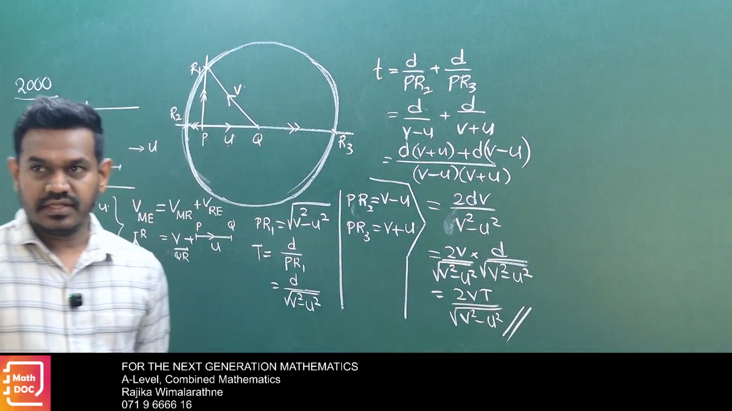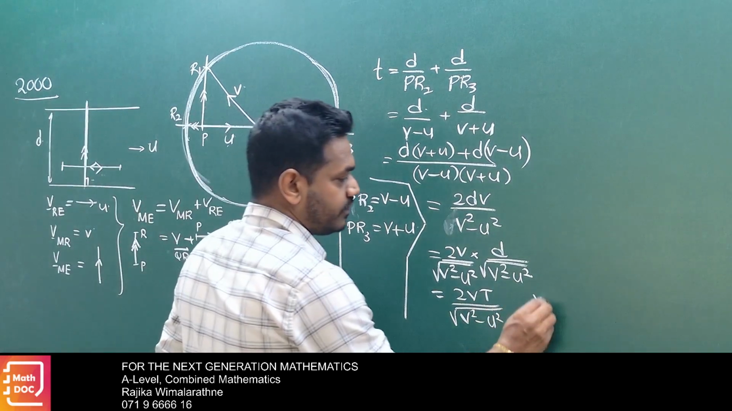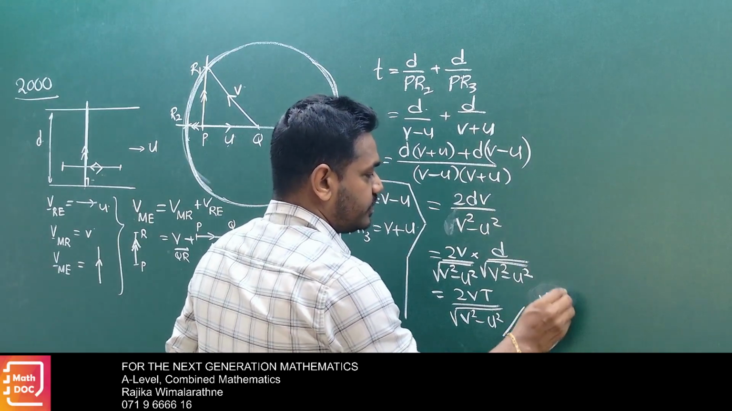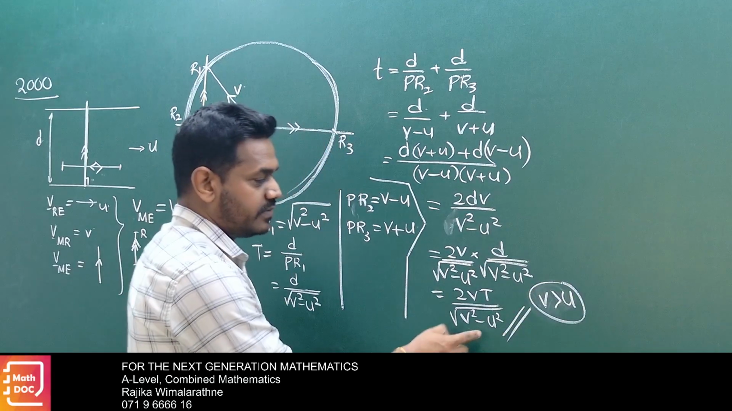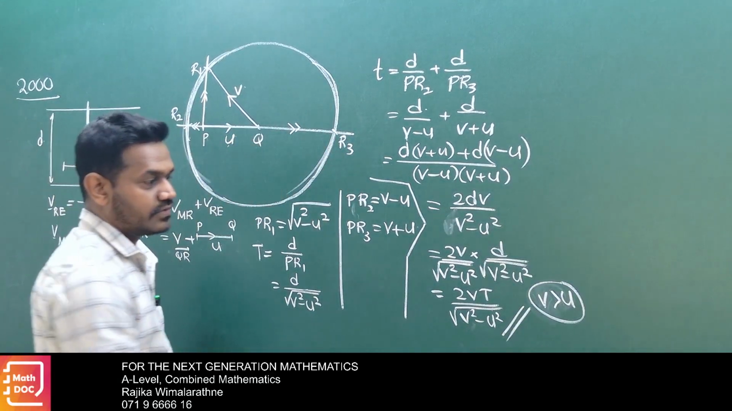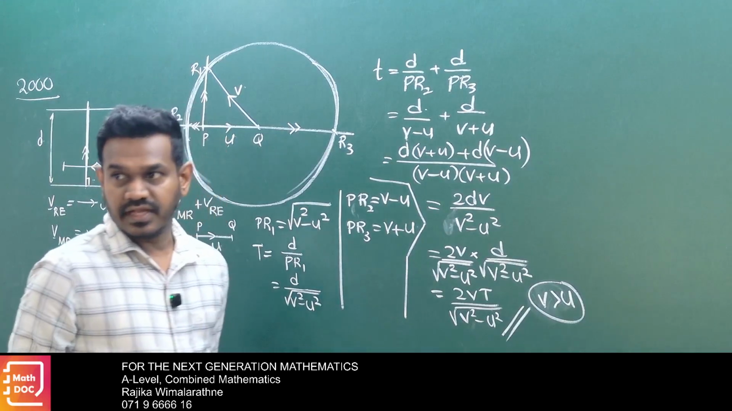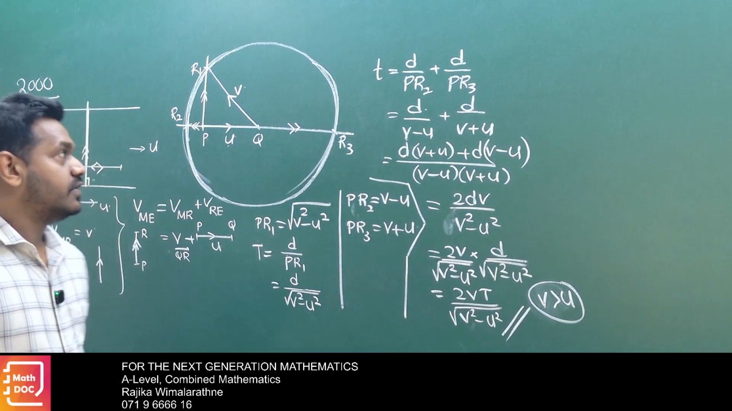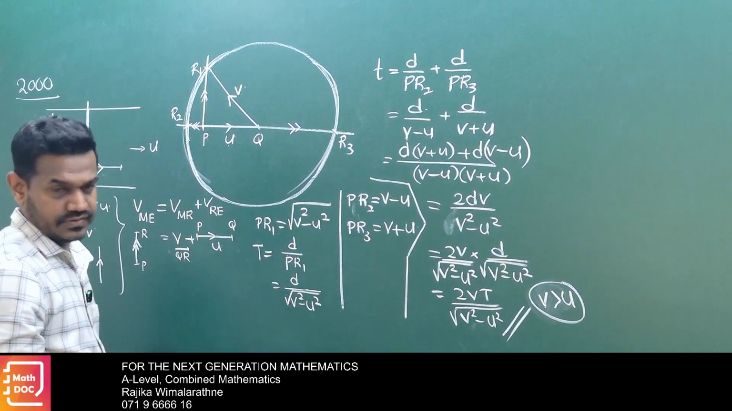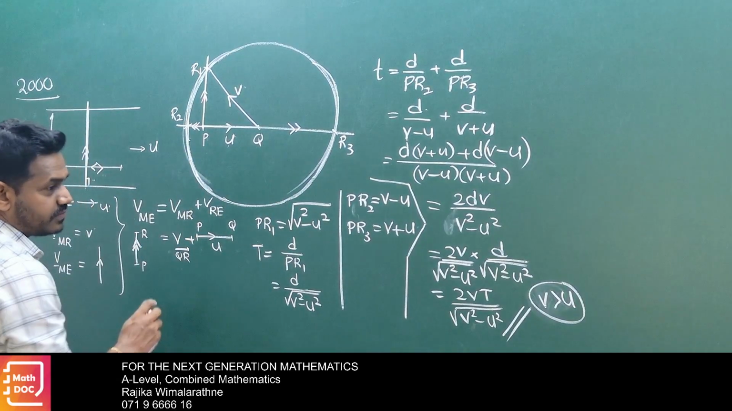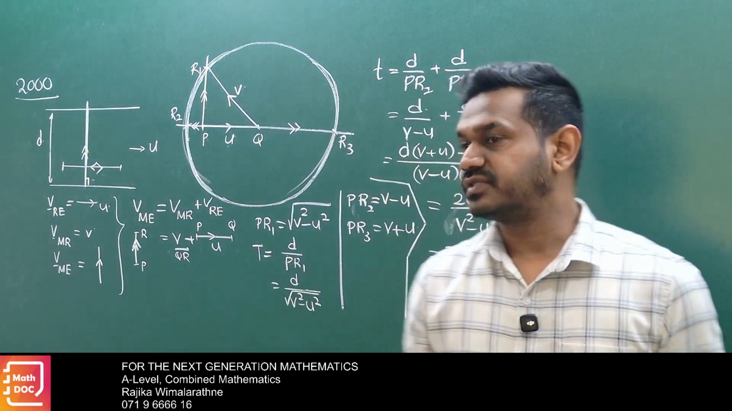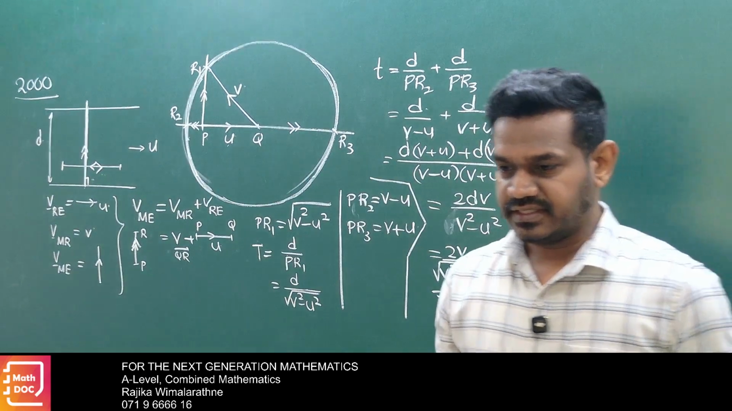Then if v is greater than u, only then will the motion happen. Only with v greater than u will this motion happen. Otherwise, we get imaginary time, since a negative within the square root means imaginary. Only then can we get real time. Or otherwise, you can say upstream motion is possible for v greater than u. That is the 2000 A-level question.